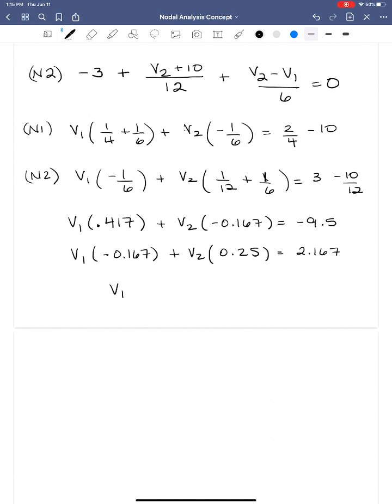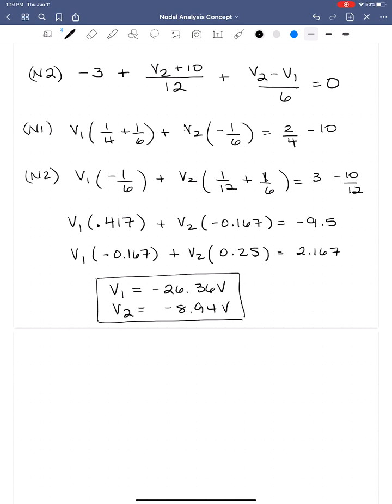And you can use any method you want. You can do row reduction, Gaussian elimination, Cramer's rule, substitution, whatever method, use your calculator, you can use MATLAB. I don't care what you do here for solving these equations. That is entirely up to you. This is something you should already be able to do. So V1 is equal to minus 26.36 volts, and V2 is equal to minus 8.94 volts. So those are the values of our two nodal equations.